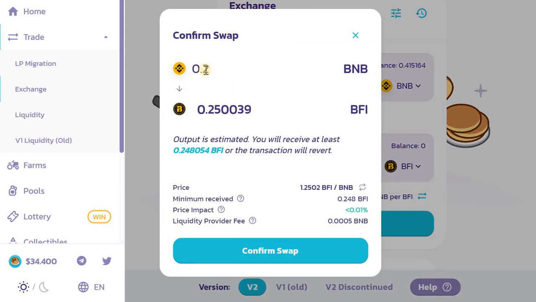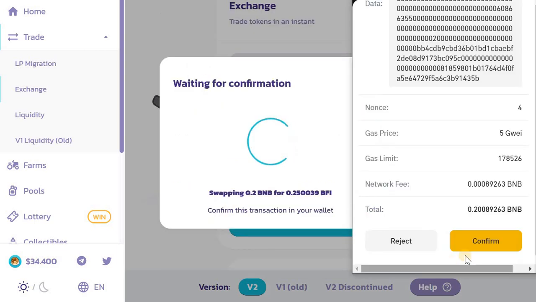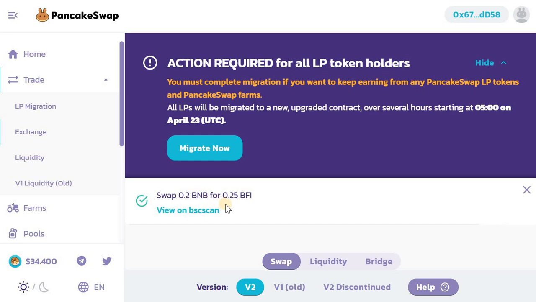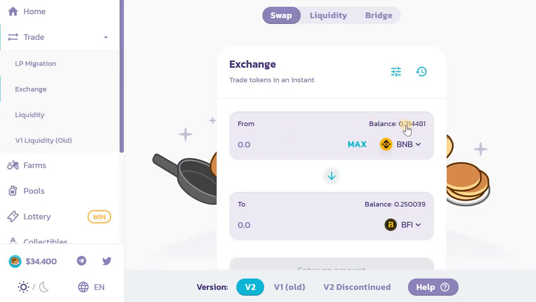and now I would go ahead and click swap. Now, this shows that I have to confirm my swap, that I am swapping 0.2 BNB and I'm getting 0.25 BFI. Confirm this transaction. You will see that my swap has been executed. Right now, I have 0.2 of BNB and 0.25 of BFI.